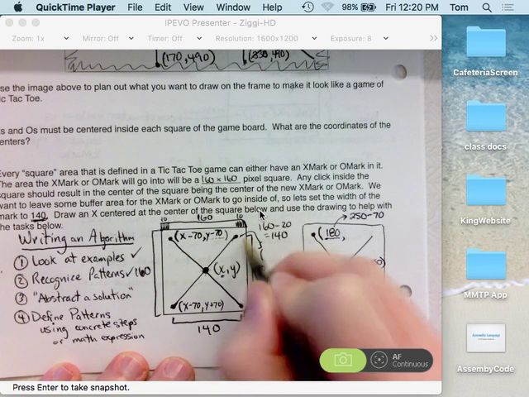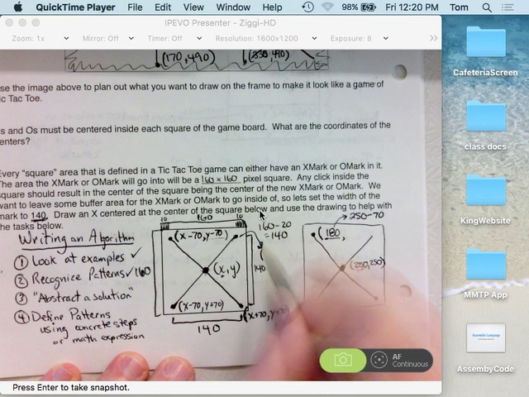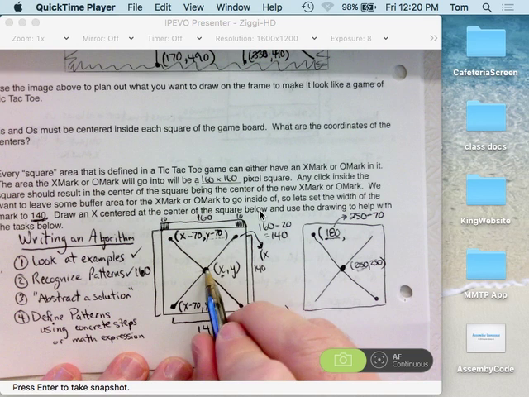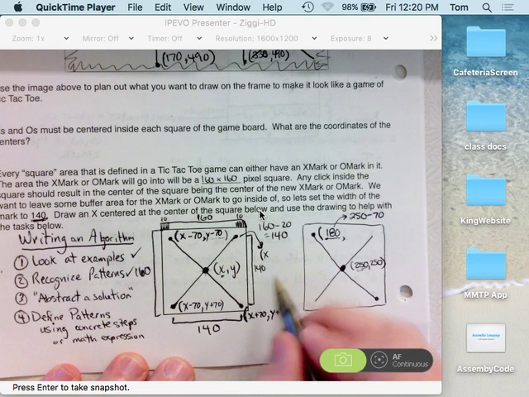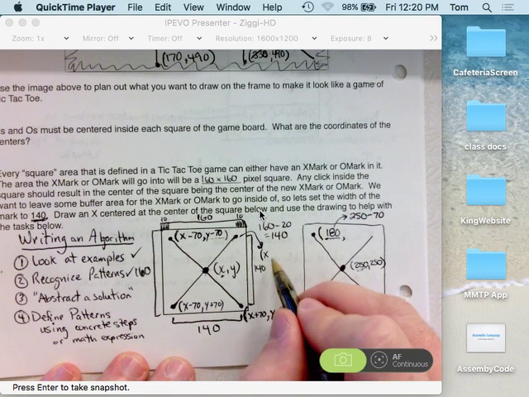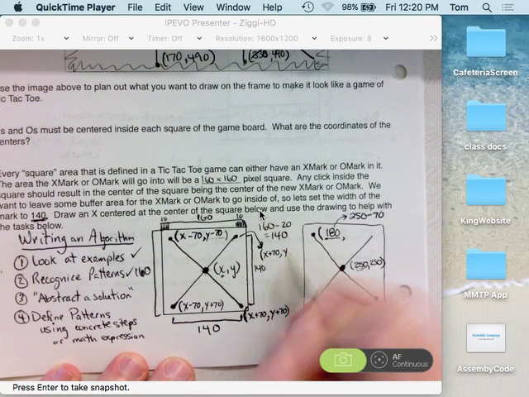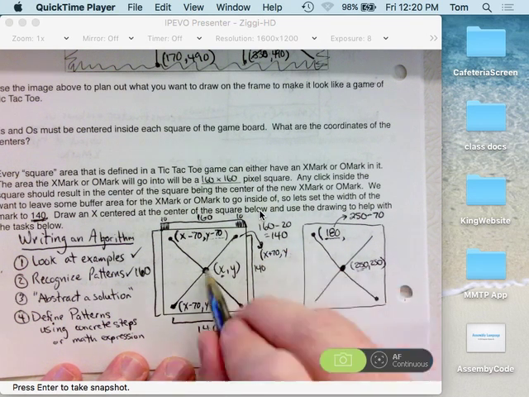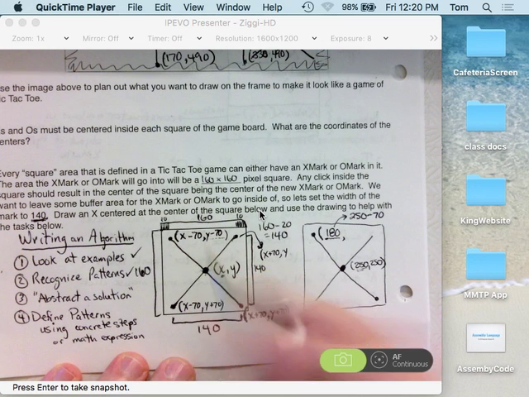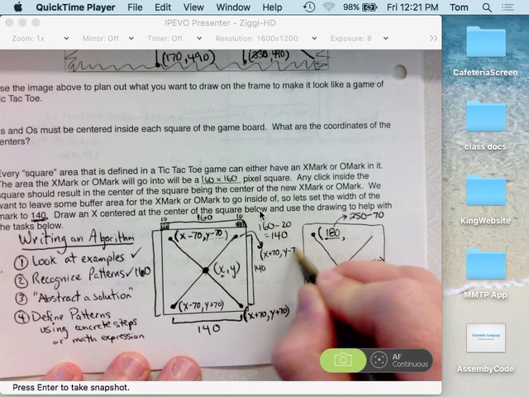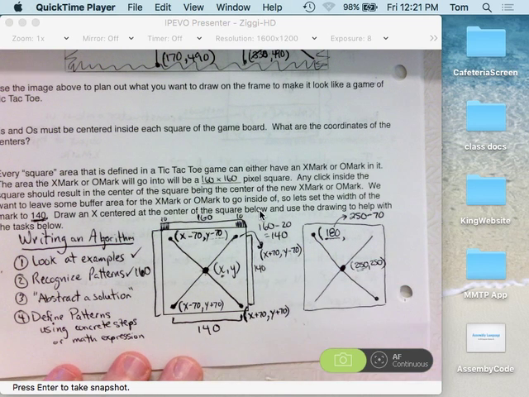Okay, and then this point right here, we're kind of getting a little bit jumbled up here, but that point is going to be what? From x, what am I doing? Am I adding or am I subtracting? Adding 70. And for y, from y I'm going up, so what is that doing? It's really subtracting 70. Okay?